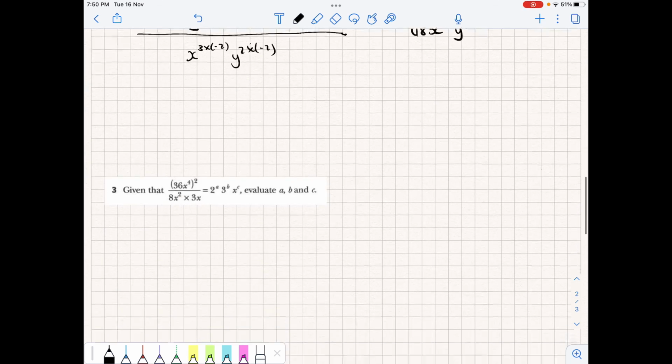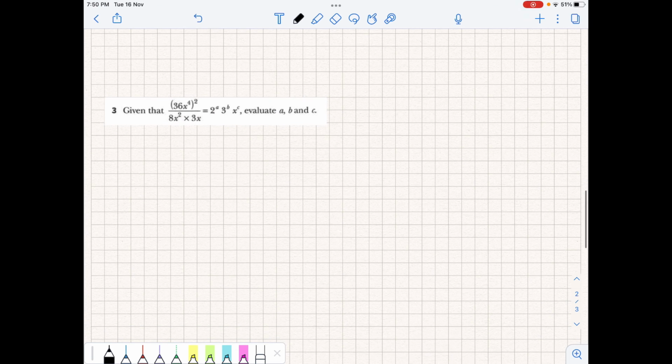Right, another type of question we could be asked is we can be given some exponential expression, and we're asked to evaluate the powers of all the bases. So in essence, what they're asking us to do is convert all the numbers we're given into these three bases, and they want to know what the index, exponent, or power of each of these is going to be. So let's have a look at what we have here.